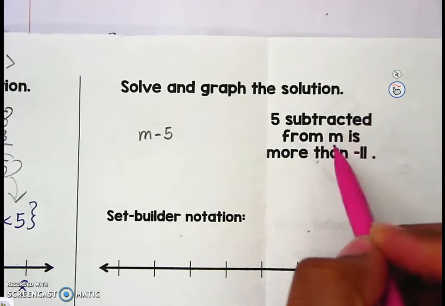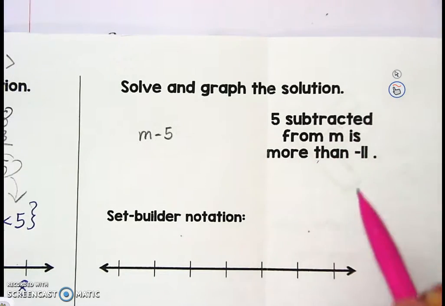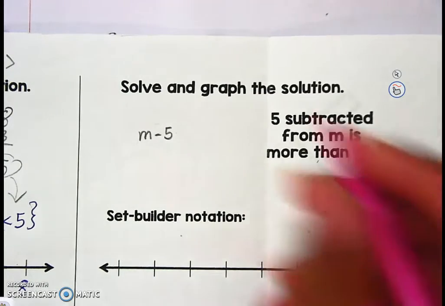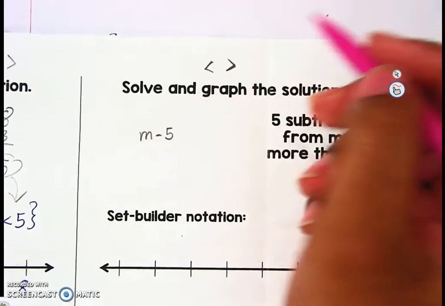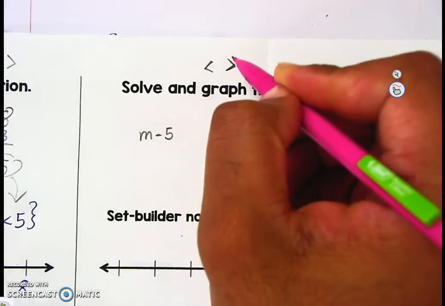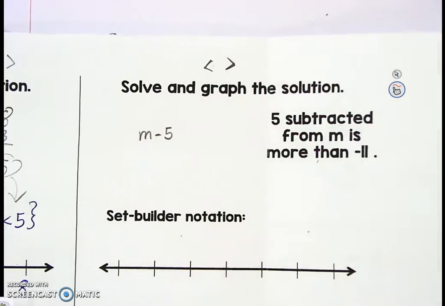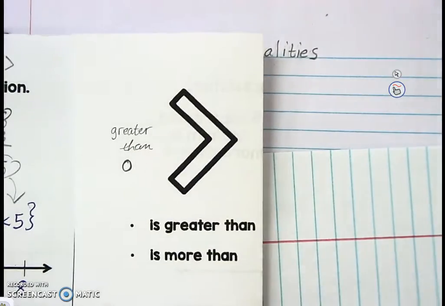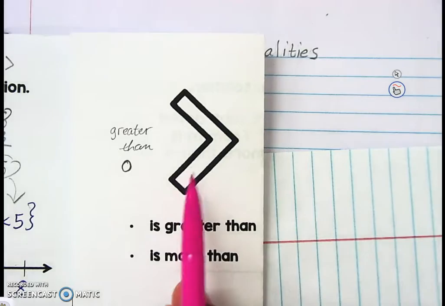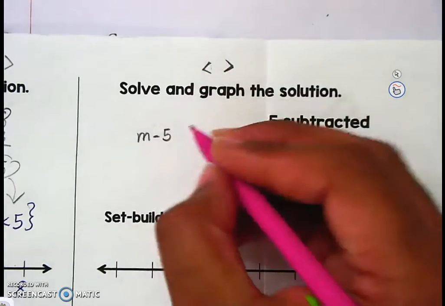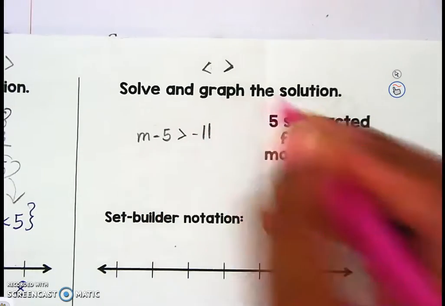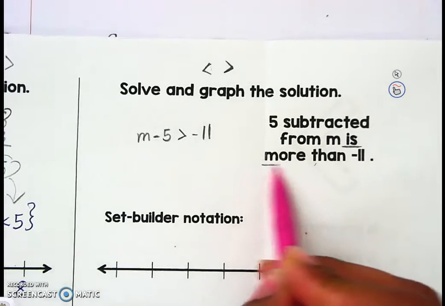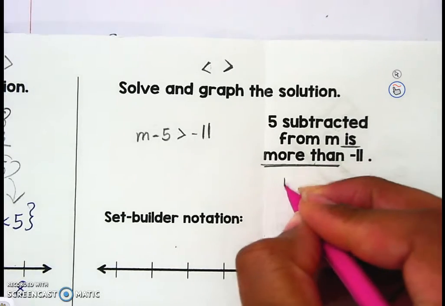All right, now here it says we're going to do m is more than negative 11. More than. So again, we have these two shapes. We said that one makes the L, so that's less than, and this one is greater than. And if we talked about more than, that's this side right here. So it means we have to use the greater than symbol. That's this part right here. Again, is more than means greater than.